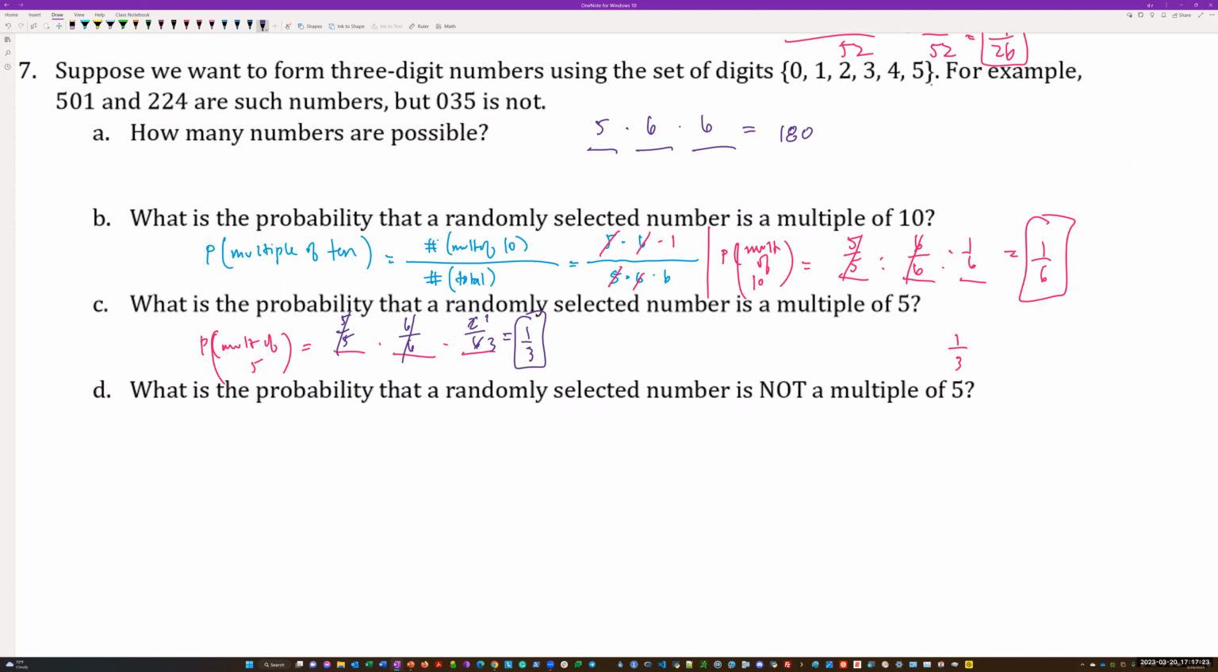What is the probability that a randomly selected number is not a multiple of 5? That's correct. So the probability it's not a multiple of 5 is 1 minus the probability that it is a multiple of 5. So that's 1 minus 1/3, or we get 2/3. Question with this? Question?